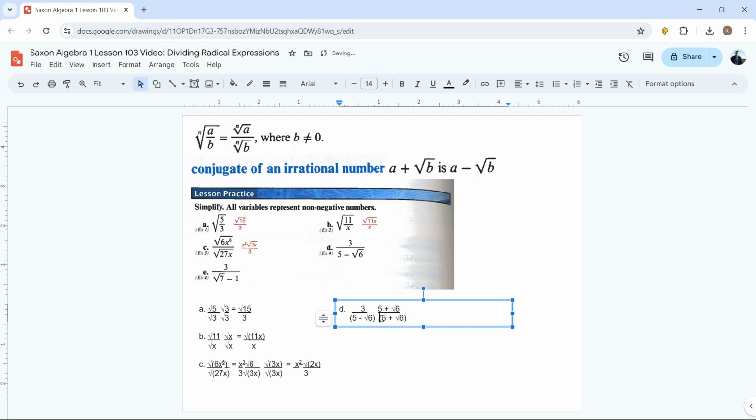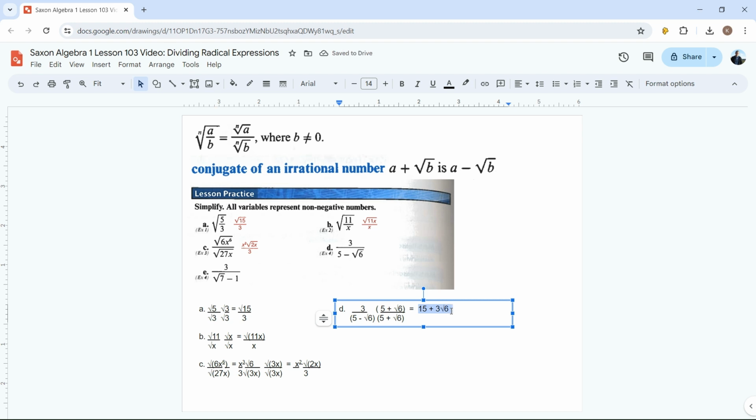Now you'll notice that on the bottom, I have two things that are being multiplied, but they have a plus and a minus in them. How do I combine them? I'm going to multiply these fractions straight across. The top of this is really easy to combine, so let's combine the top first. All I'm going to do is distribute the 3 to the 5 and the square root of 6. The top is going to become 15 plus 3 square root of 6.